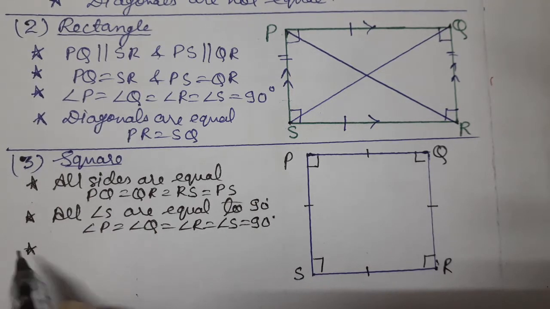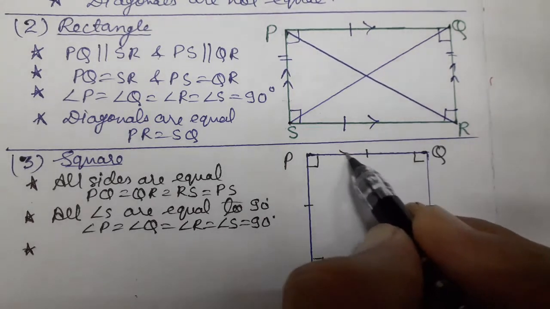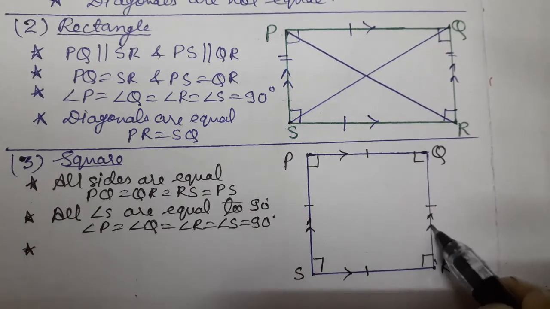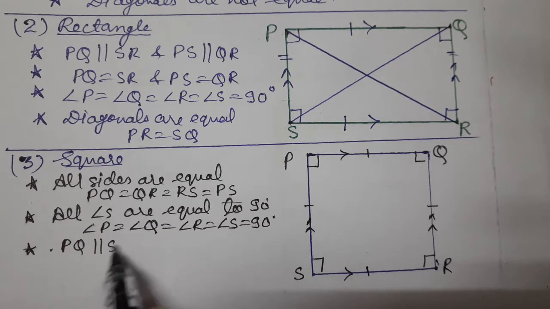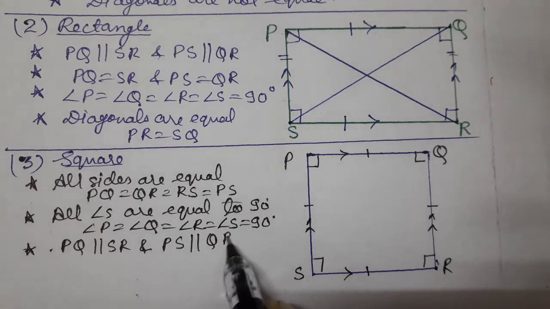And what about sides? Sides are always parallel. In rectangle and square, sides are parallel also. So these are parallel. So PQ is parallel to SR and PS is parallel to QR.